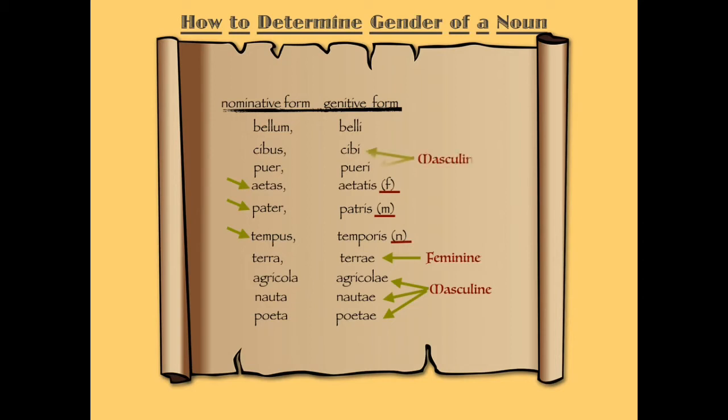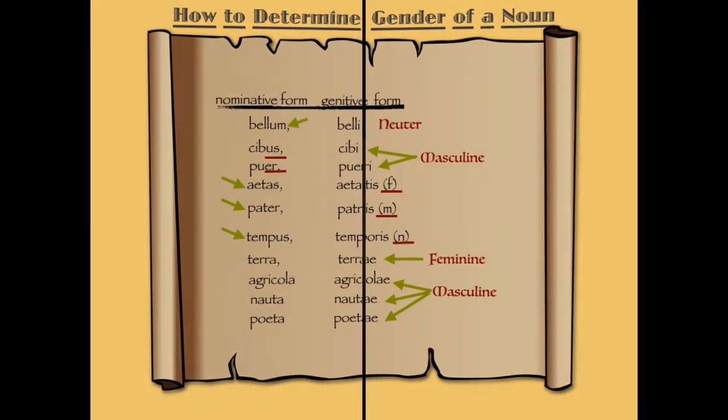Second declension nouns can be masculine if the nominative form ends with R or US, like puer and cibus. Second declension nouns that have a nominative ending of um, like bellum, will be neuter. Make sure you have written this information down if you did not remember it. For now it is time to quiz yourself to see if you have a firm grasp on this information before moving forward.